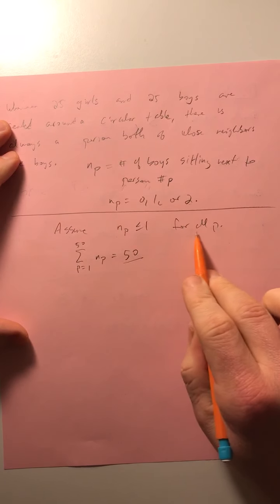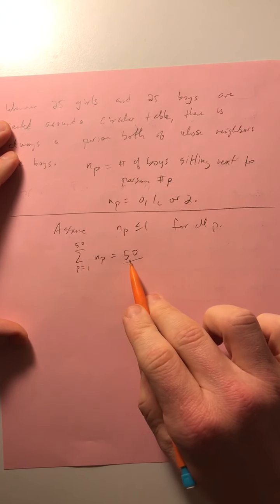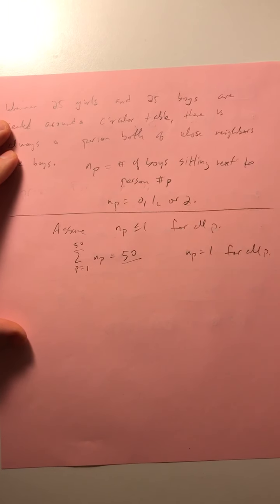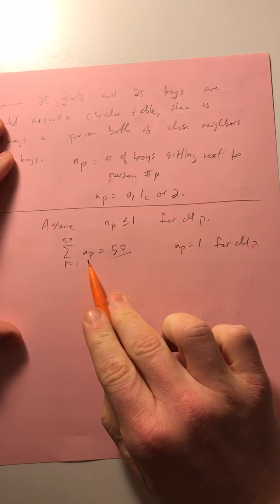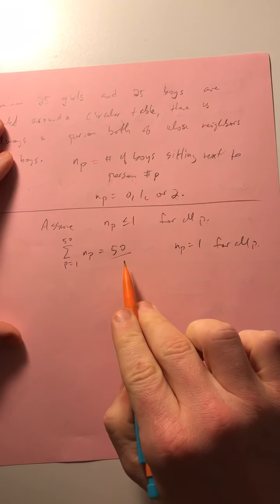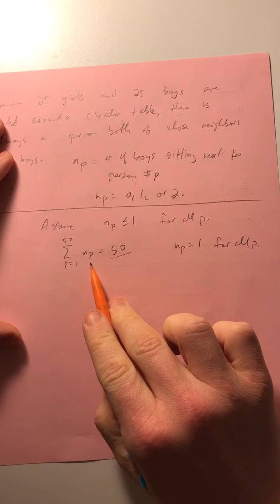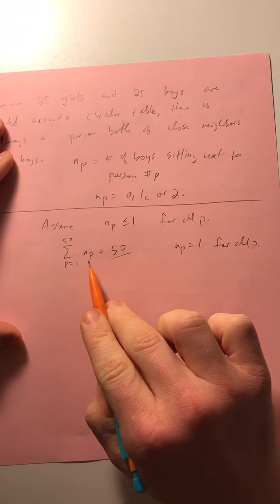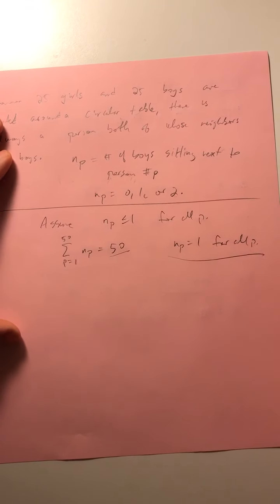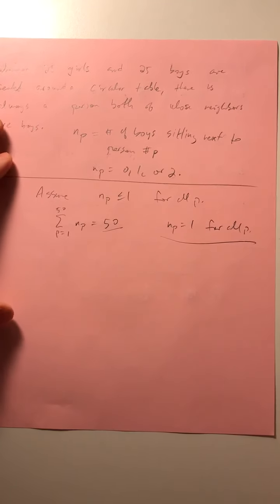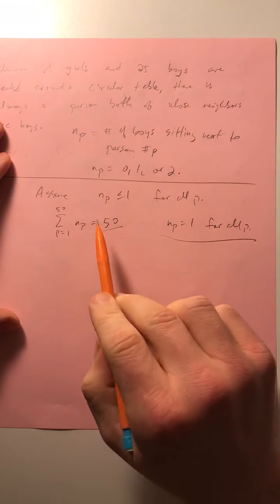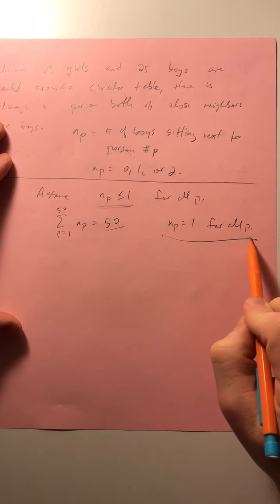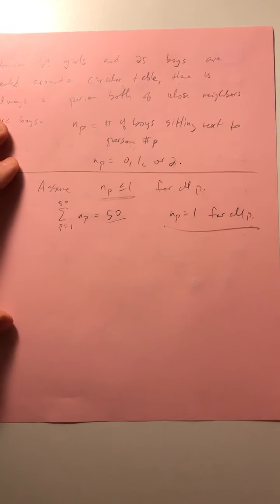So if NP is less than or equal to 1 for all P, and the sum of the NPs is 50, then NP equals 1 for all P. Okay? If they're each less than or equal to 1, and there are 50 of them, and they add up to 50, then none of them can be 0. Right? So I have zeros and ones here, add them up and get 50, and there are at most 50 things here. I can't have any zeros. Right? So that means that everybody has to be sitting next to at least one boy, and so here we have assumed that everybody's sitting next to at most one boy. So here, everybody's sitting next to exactly one boy.